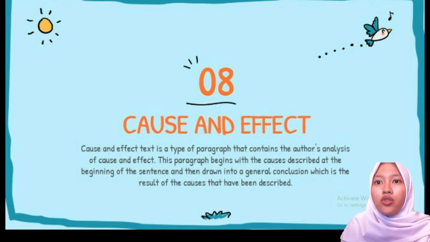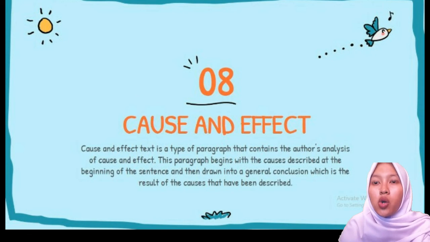Number 8. Cause and effect. Cause and effect text is a type of paragraph that contains the author's analysis of cause and effect. This paragraph begins with the cause described at the beginning of the sentence, and then draws a general conclusion, which is the result of the cause that has been described.